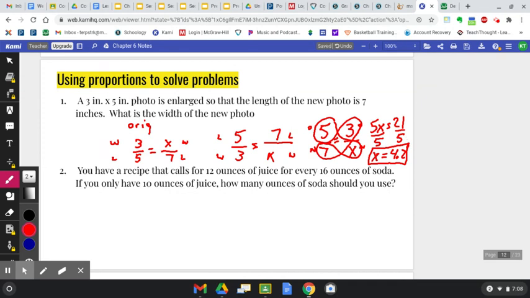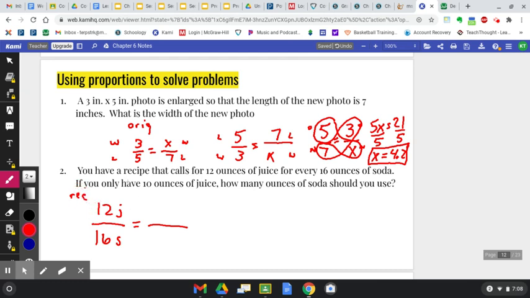All right, number 2 says you have a recipe that calls for 12 ounces of juice for 16 ounces of soda. If you only have 10 ounces of juice, how many ounces of soda? All right, again, let's look at some different ways to set this up. Let's just go in order, right? So I have 12 of juice for 16 ounces of soda, right? That's what the recipe, right? So this was my recipe.